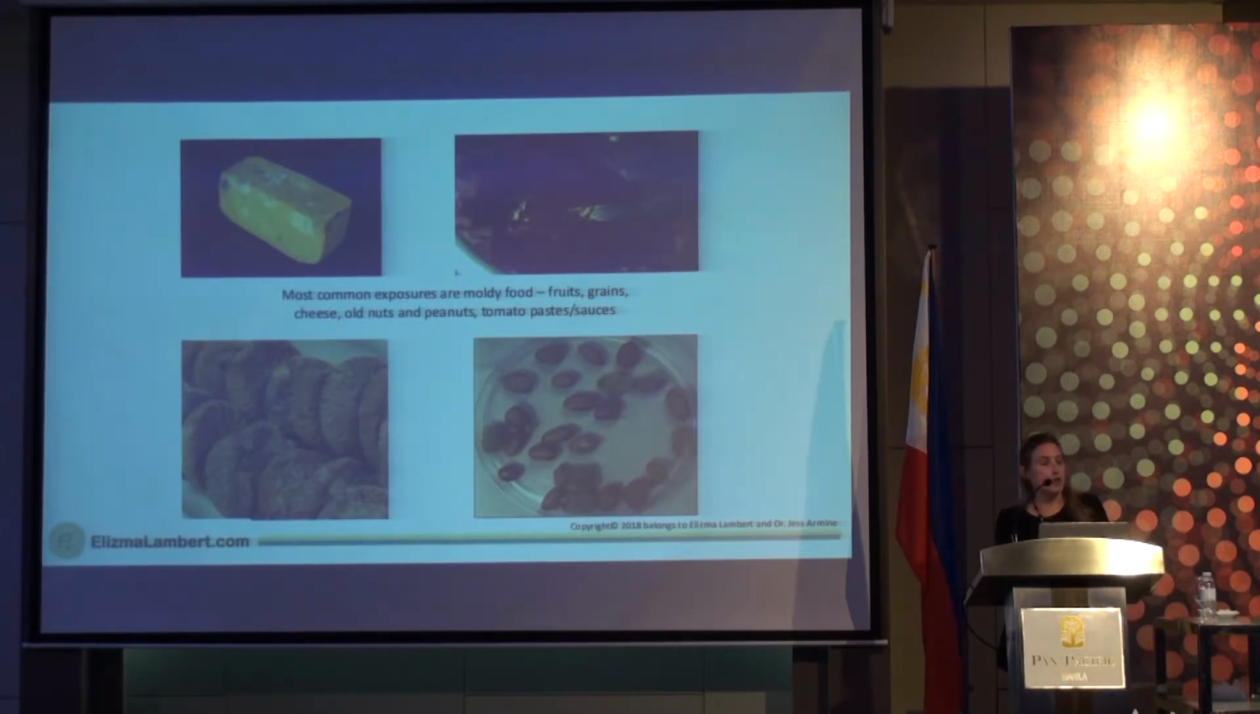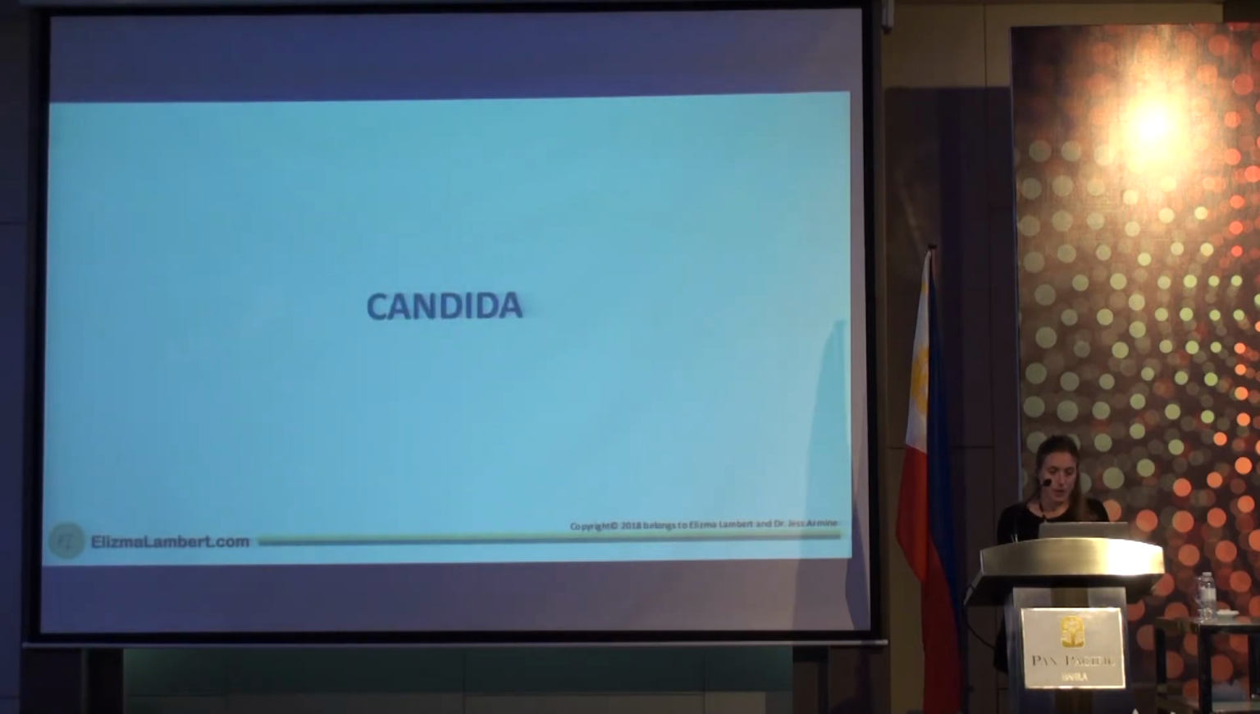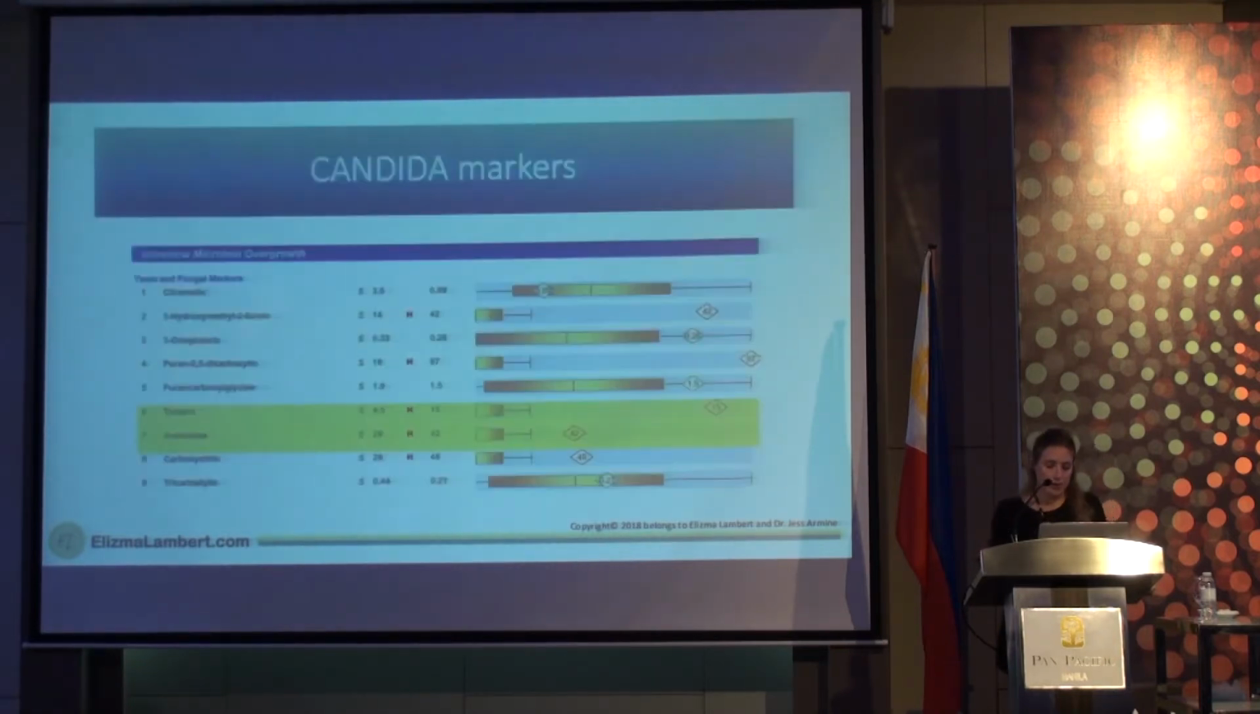And it's the same with tomatoes. If you look at commercial pasta sauces and commercial tomato pastes, they use old moldy tomatoes to make those products. Corn chips are also a very common one, as well as a lot of grains that get very moldy in storage. So sometimes you just have to identify the source, eliminate it, and the mold markers return to normal. So let's go to the Candida markers.